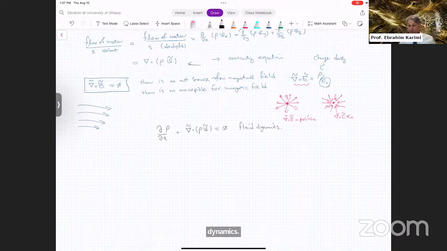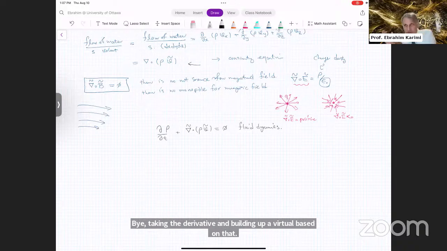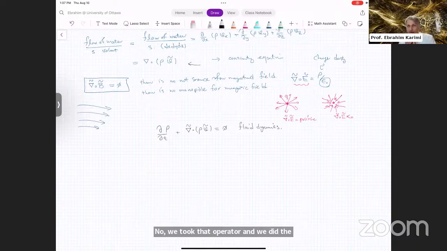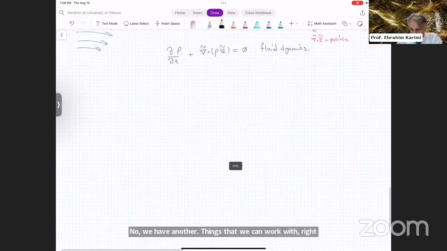Okay. So we had a scalar. We could create a vector with it by taking the derivative and building up a vector based on that. Now we took that operator and did the dot product, with the vector coming from the right side, and we call this the divergence. Now we have another thing that we can work with, which is the cross product.